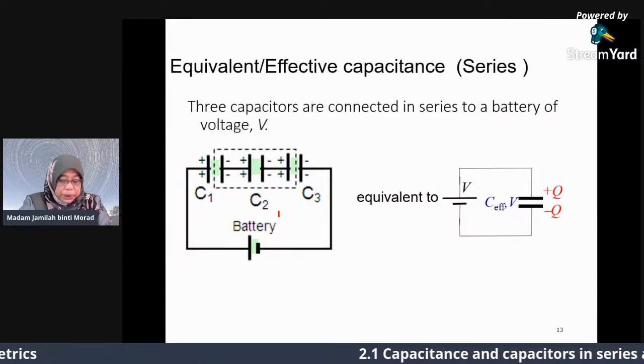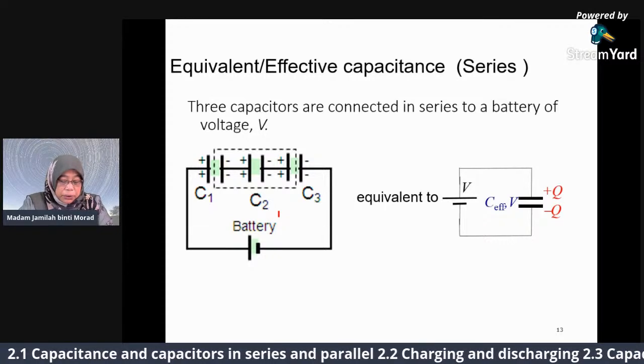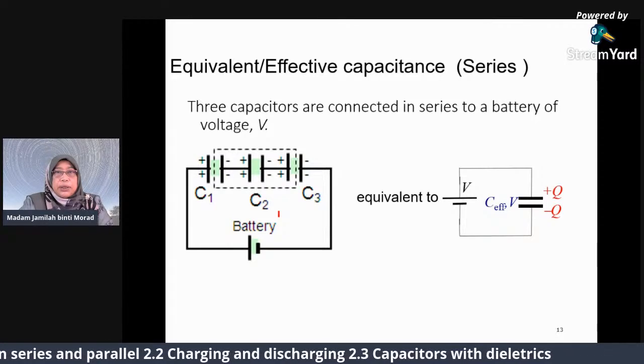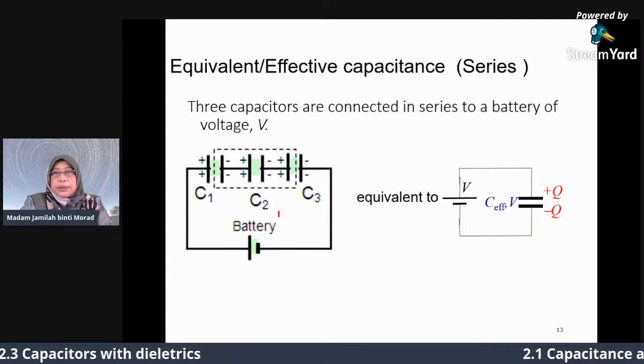Q equal to CV. Q is the same for all three capacitors. Voltage is different. The total equals the voltage supplied by the battery. How about the equivalent or effective capacitance? The word equivalent or effective refers to the total capacitance.